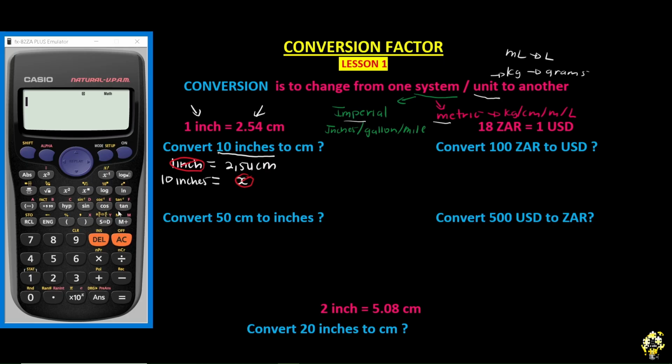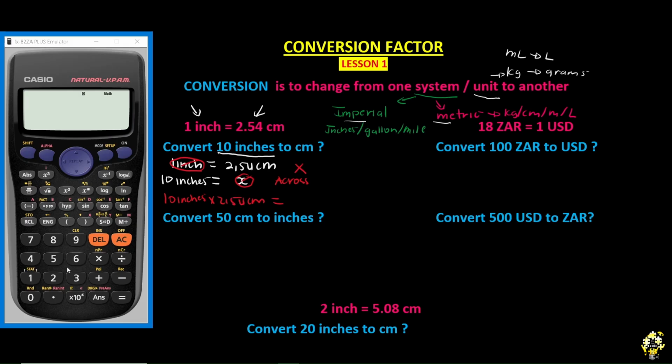When you look at your numbers, can you tell that they are now sitting across? There's a 10 inch here and there's a 2.54 centimeters here. When they are across like this, the system is essentially telling you that you must multiply. When numbers are sitting across, you must multiply them. This is where the whole concept of cross multiplication comes from. So now you have to multiply 10 inches by 2.54 centimeters.